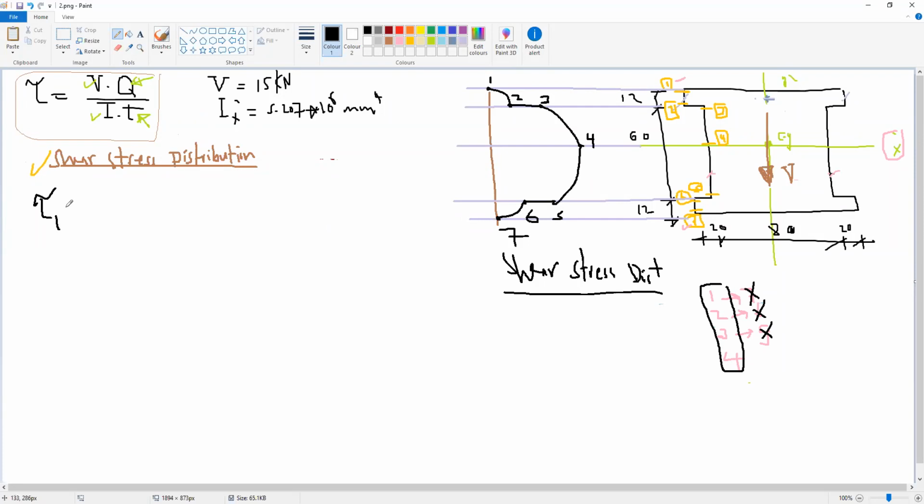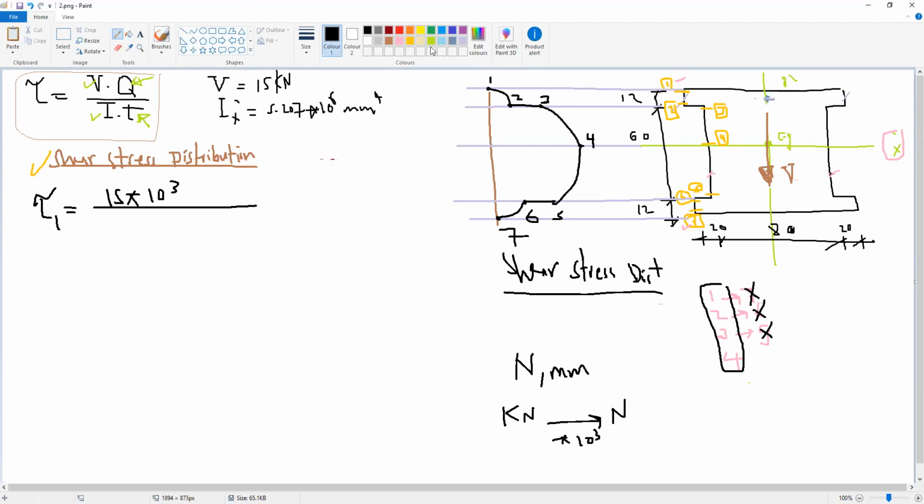Tau 1. Tau 1 is the shear stress at 1. The shear stress formula is V. V is equal to 15 kilonewton. And for your information, in this course, it's better to use the units of Newton and millimeter to make it easier for you. So if we have kilonewton force, how to convert it to Newton? So we need to multiply by 1000 or 10 to the power 3. So 15, I will multiply it by 10 to the power 3 to be in Newton.